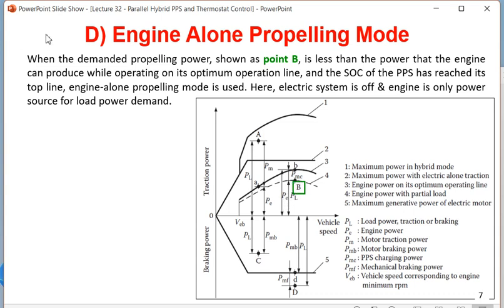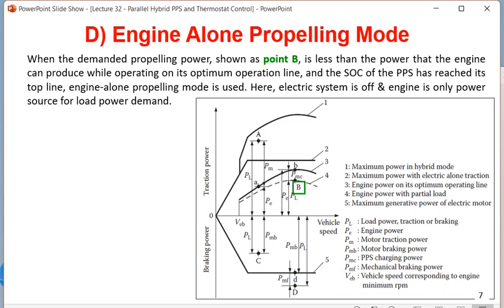So when the demanded propelling power shown as point B is less than the power that the engine can produce while operating on its optimum operation line, and the SOC of the PPS has reached the top line, in this case the engine alone propelling mode is used. When PPS is maximum or has reached the top line, there is no scope to charge the PPS more. In this case, mode D, engine alone propelling mode, is used.